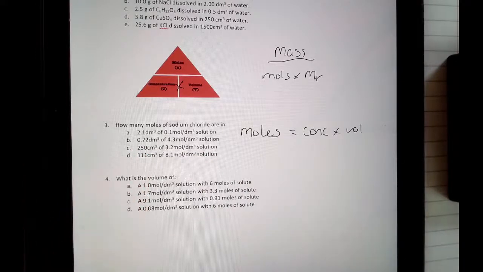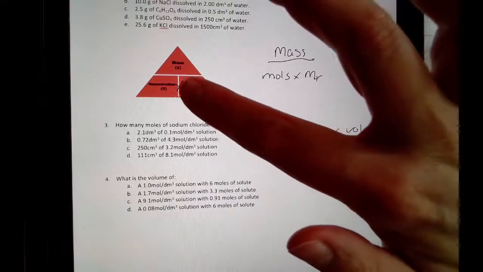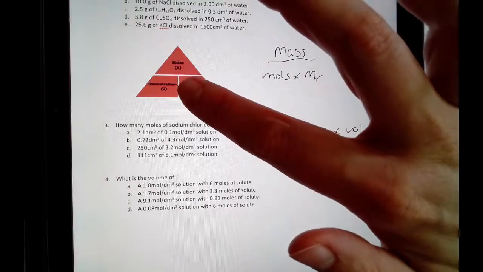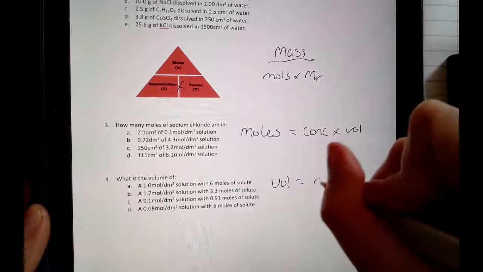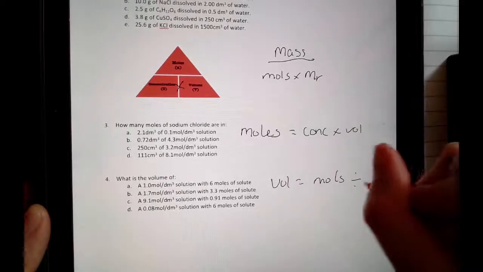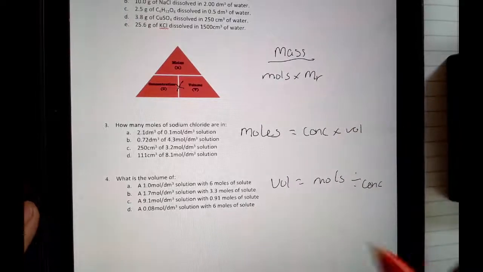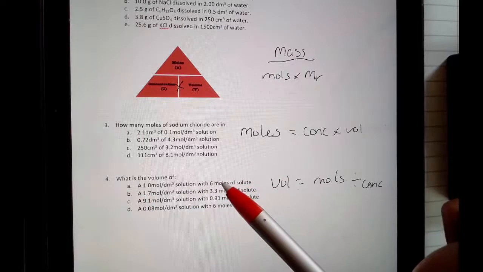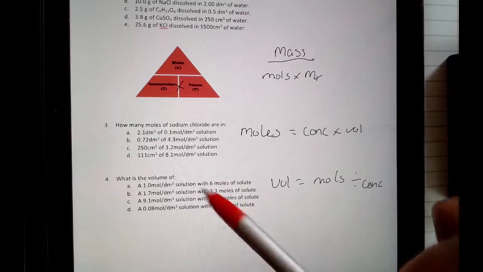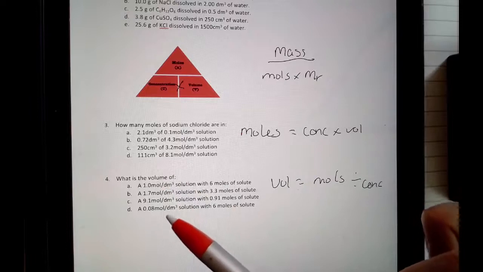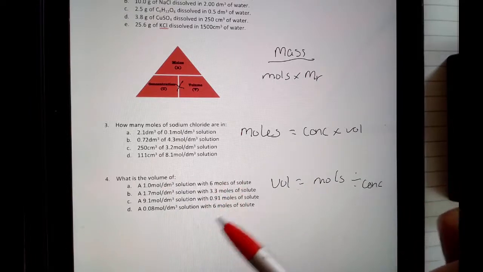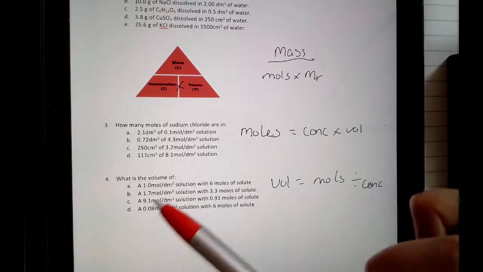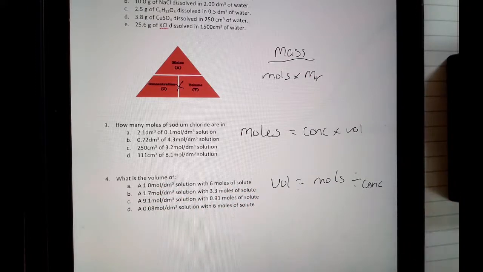The final one, I want volume. So again, you use your formula triangle, you cover volume, and you're left with moles divided by concentration. So volume equals moles divided by concentration. You have got your moles, so your moles is right here, and I'm going to be dividing by concentration. And in this case, no unit conversions are necessary. It's just going to be whatever you've got for moles divided by whatever you've got for concentration.